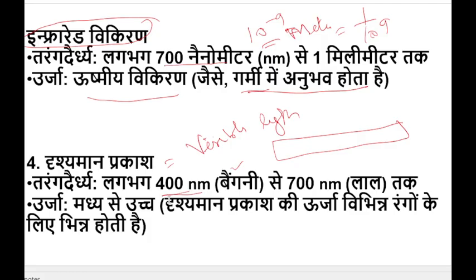That's why signals are used in red color, so that it has the maximum wavelength and can be seen from far away. Visible light has energy between medium to high, and different colors have different energy levels.